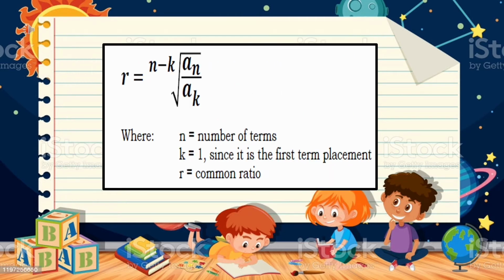So this is the formula on how to find the common ratio. We have here r equals the n minus k root of a sub n divided by a sub k. Your n is the number of terms. Your k is equal to 1 since it is the first term placement. So every k is 1. Your r is the common ratio.